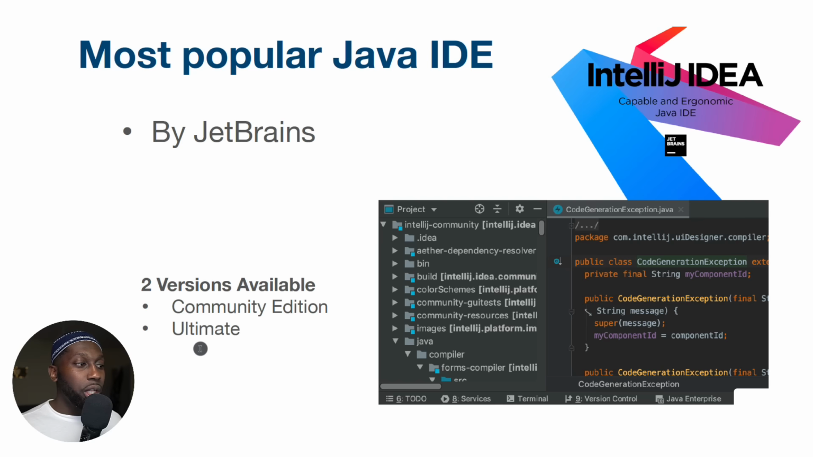So the Ultimate Edition is really great once you start to build web applications with Spring Boot and connecting to databases and whatnot, because it has all of that integration in the IDE itself. But for this course, we're going to use the Community Edition, which is absolutely free, and it has everything that we need in order to complete this course. But then later, we're going to switch to Ultimate.